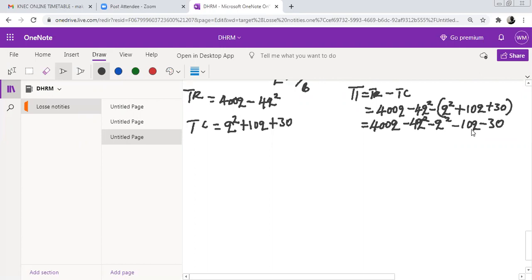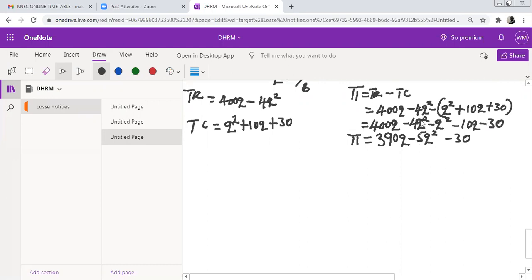400Q is a like term with negative 10Q. So 400Q minus 10Q will give us 390Q. What about Q squared? We have negative 4Q squared and negative 1Q squared, so negative 5Q squared. And then minus 30. That is the equation for profit. The total revenue equation minus the total cost equation gives you the profit equation.